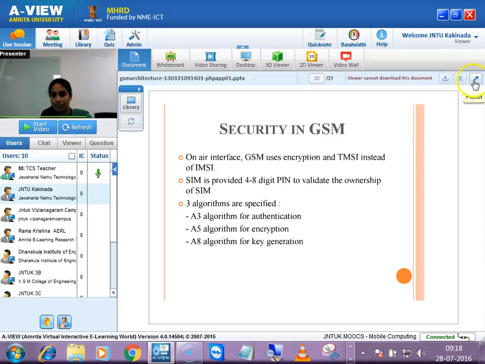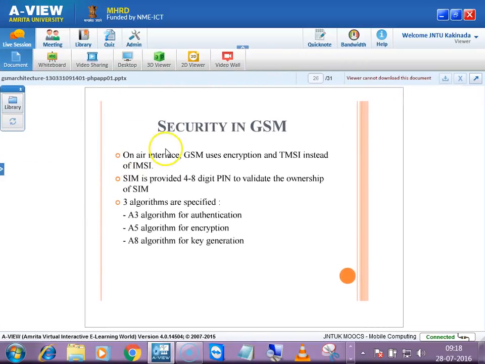We'll be having ciphering algorithms and integrity algorithms. We have three as of now: AES, ZUC, and Snow3G. These three algorithms will be used for both ciphering and integrity, the same algorithms for both. In this way, we'll be achieving security in GSM.